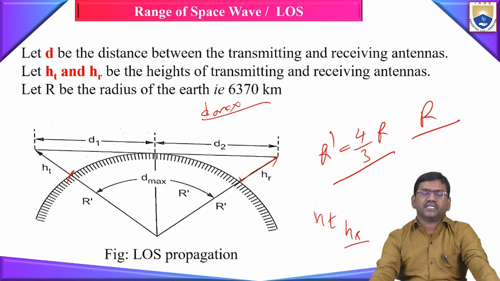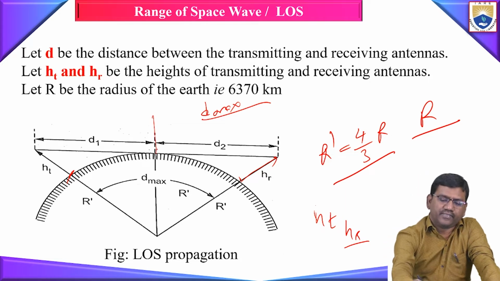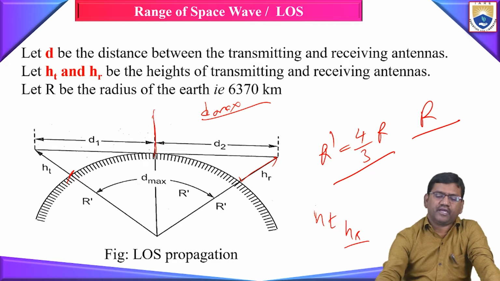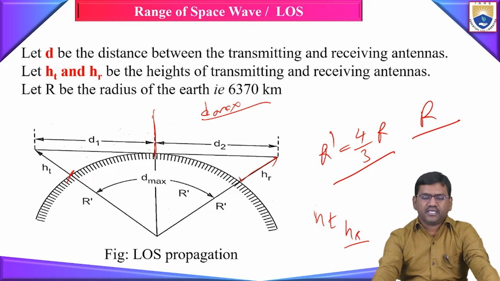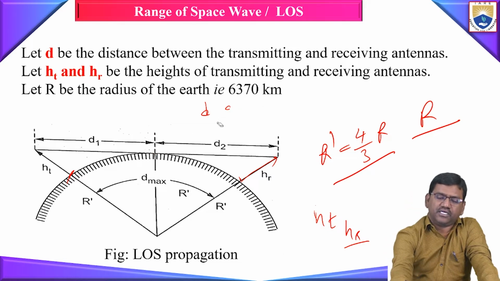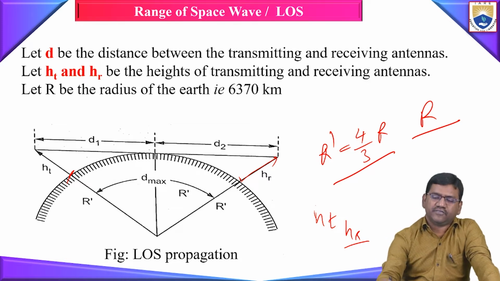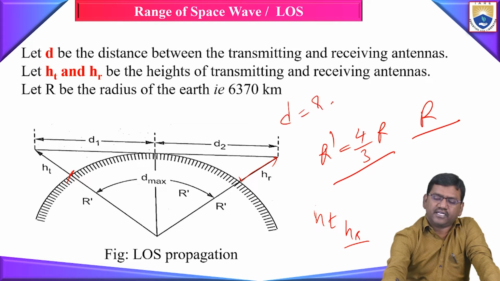Let us assume D1 is the distance from the transmitting antenna to this point, and D2 is the distance from the receiving antenna to the midpoint between the transmitting antenna and the receiving antenna. So from the figure we can say that the total distance a ray travels from the transmitting antenna to the receiving antenna is defined as d, which we call the range.